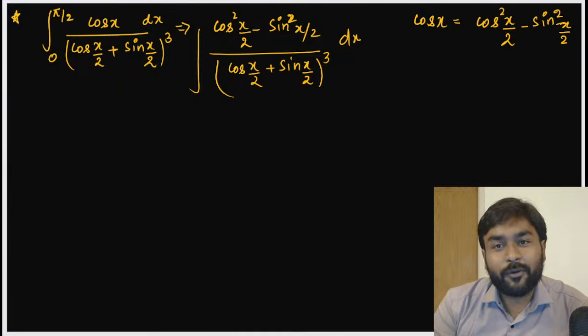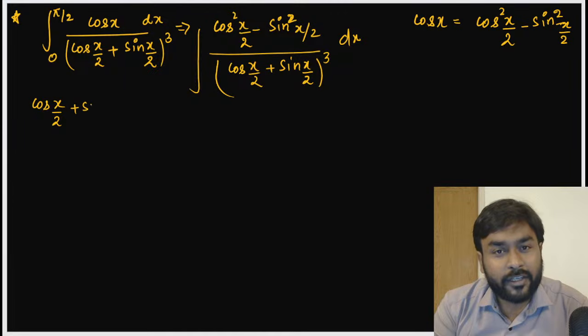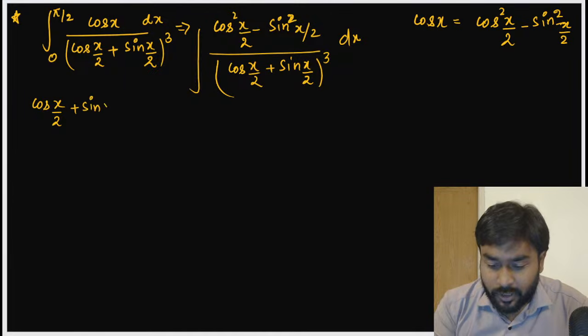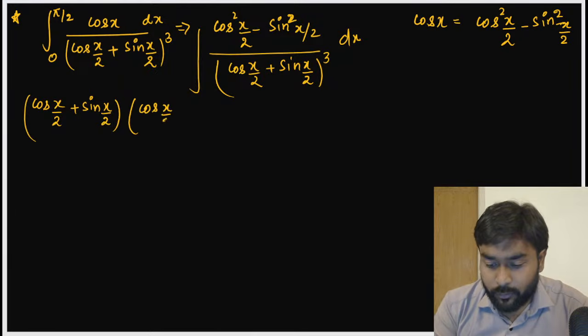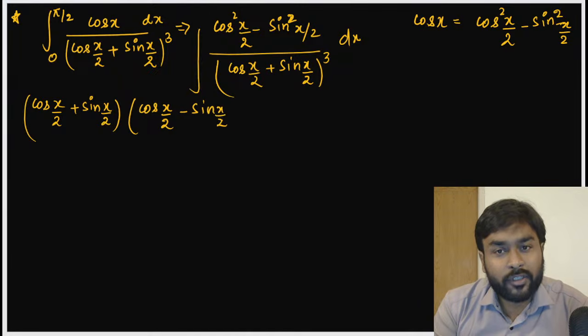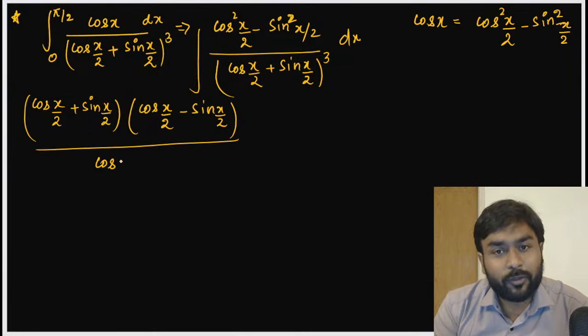Okay, so this formula we are applying, a plus b, a minus b. Then after that, we can write cos x by 2 plus sin x by 2. So this will become a plus b, and the second one will become a minus b, so cos x by 2 minus sin x by 2. After this, what will happen? In the denominator and numerator, one part we can cancel. The remaining we will see what we can do.